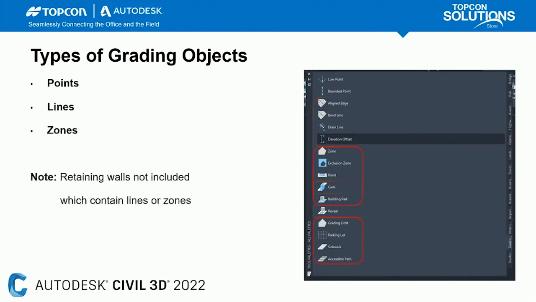Last thing, zones. And all zones are the same, they just have different predefined parameters. So the general zone, exclusion zone, ponds, curbs, grading limit, parking lot, sidewalk, accessible path. We'll talk about how they're all a little different in a bit, but just keep in mind zones are those closed polygons in some way, shape, or form. And last thing that's not on this screenshot is retaining walls. So a retaining wall can be a zone or a line.